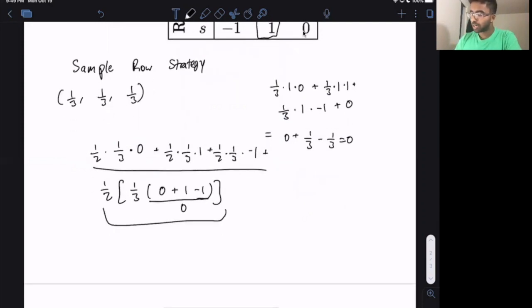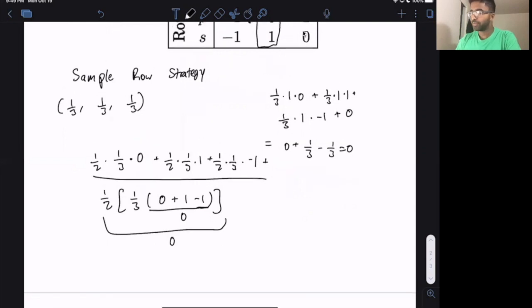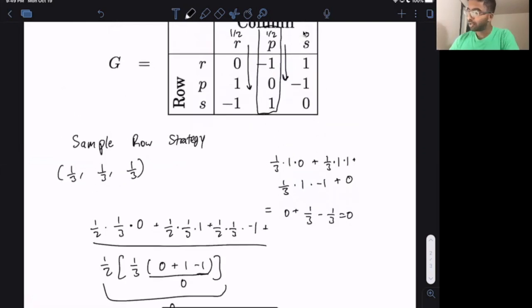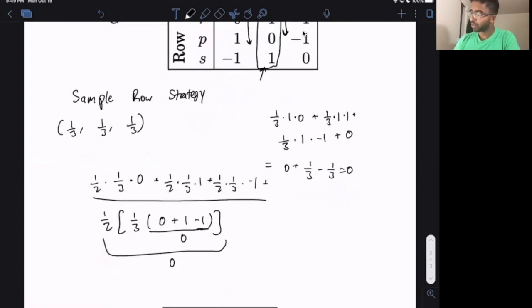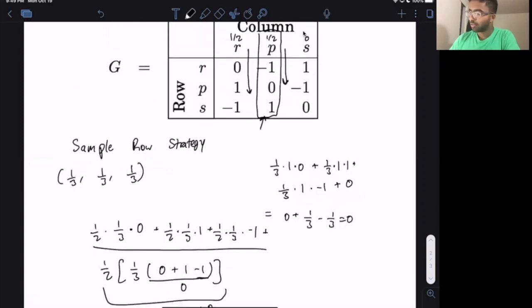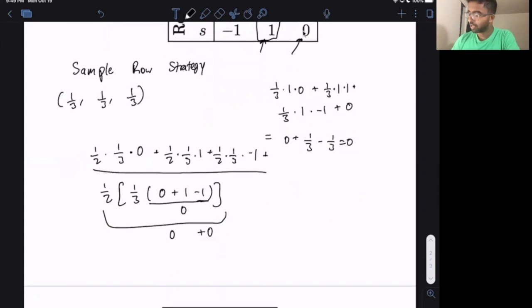And so this entire expression becomes 0. And what we'll see is if we do the same analysis, the expected payoff for this column, when column plays paper, we'll see that it also evaluates to 0. And then obviously here, it's also going to evaluate to 0. So the entire expected payoffs become 0.